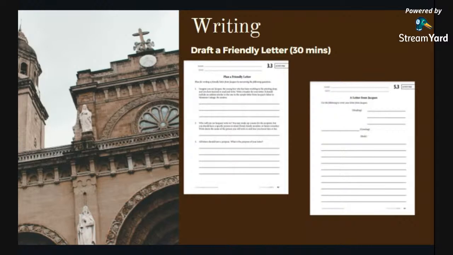Next, students are going to work independently using activity pages 3.3 and 5.3 to draft their friendly letter from Jacques. The teacher is going to remind them to include all the parts of a friendly letter and tell them that their letter should have a clear purpose and supporting details. Remind them that friendly letters can include humor and casual language, and encourage them to use strong verbs in their writing. So as they are drafting their letters for this 30 minutes, the teacher should be moving around the room, circulating and checking in with them as they're writing.